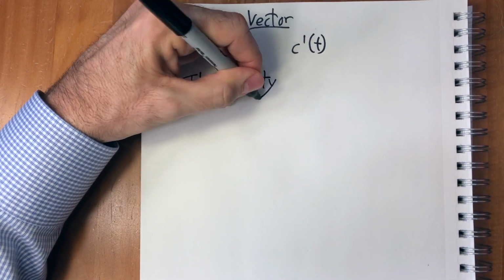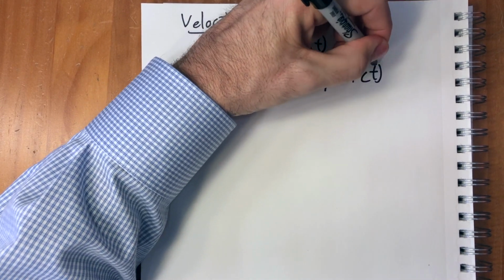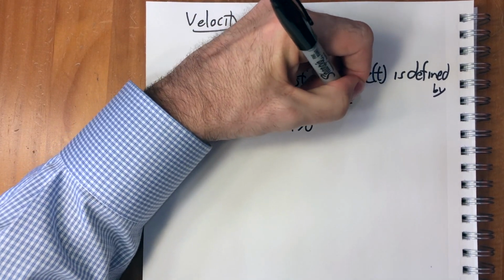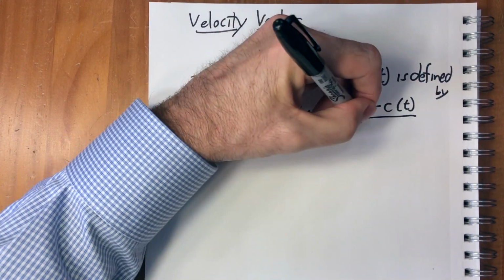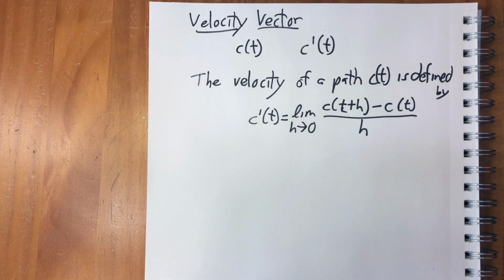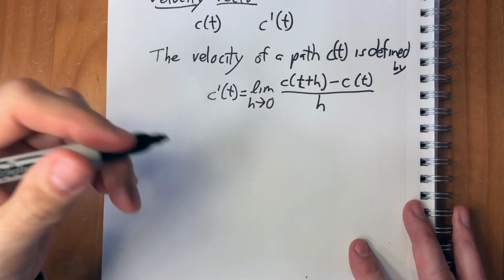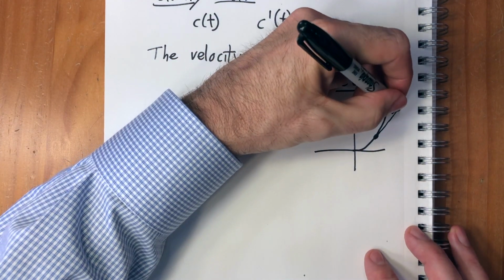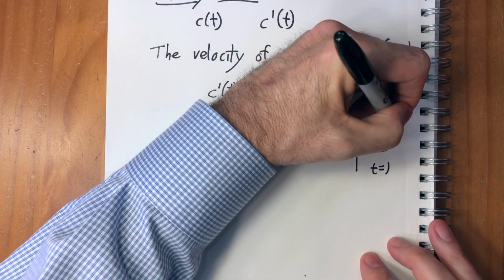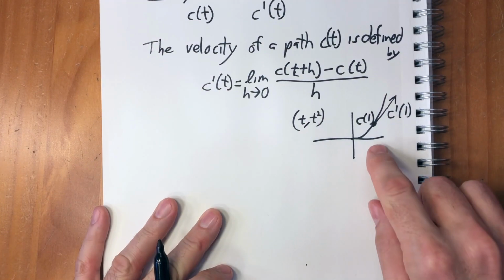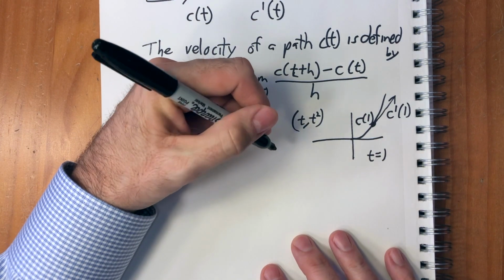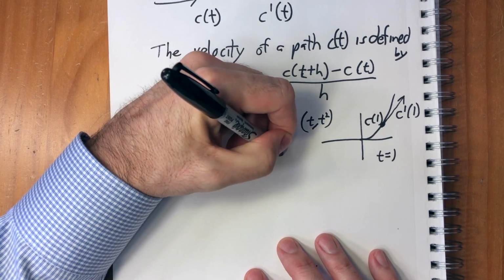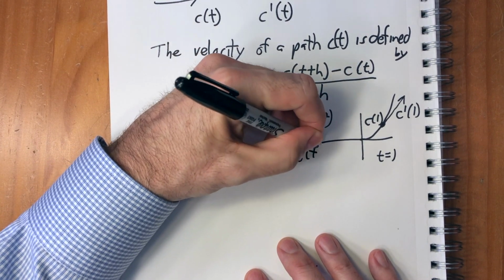So the velocity of a path c is defined by c'(t) equals the limit as h approaches 0 of c(t+h) minus c(t) over h. We normally draw the velocity vector with its tail at the point c(t). Remember, vectors do not have a location in space, but it's convenient to think of them with their tail at the point whose velocity we are finding. The speed of the particle at this point is just the length of this vector. So the speed is the norm of the velocity vector.